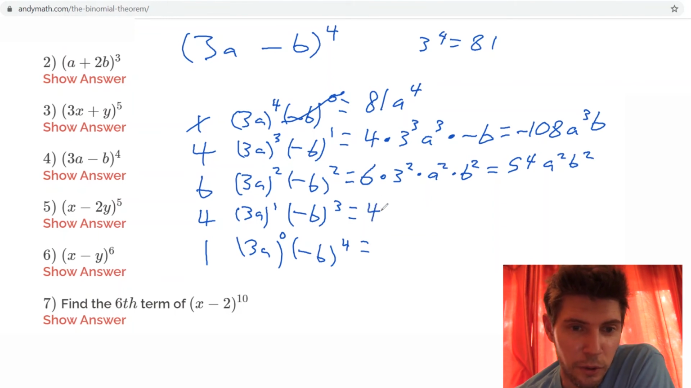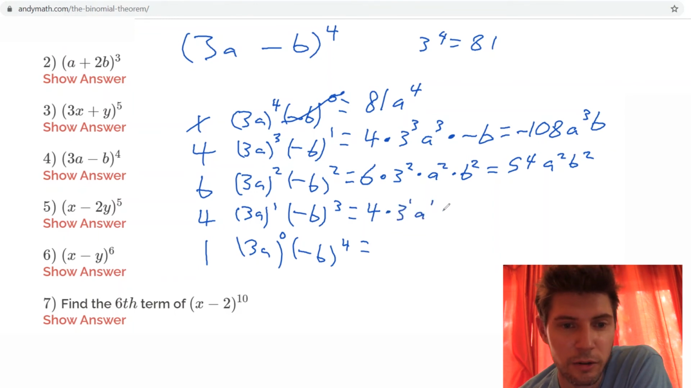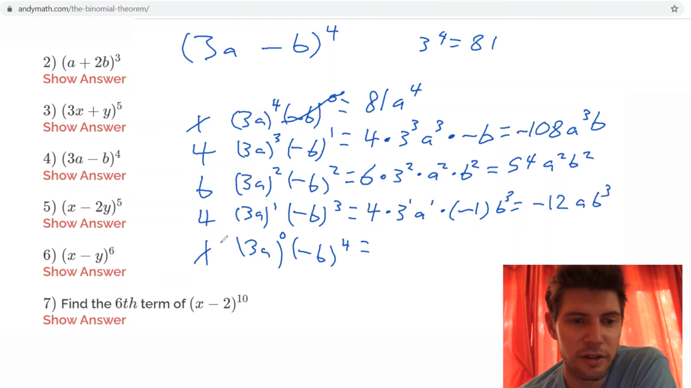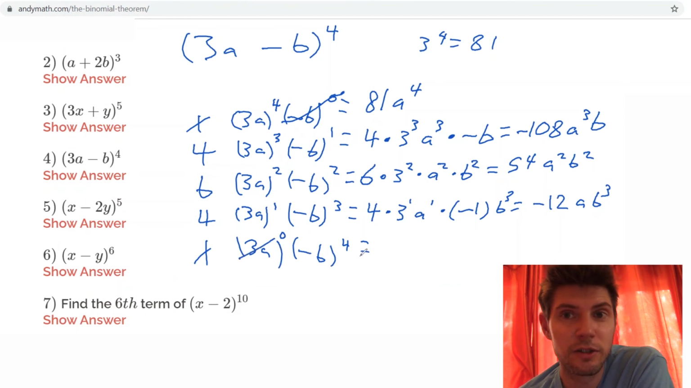For the fourth term, it's a 4 here from the Pascal's triangle. And then we have times 3 to the 1, a to the 1, times, and then a negative cubed goes negative, positive, negative, so it's negative again. I'll just call that a negative 1. And then we have b cubed. And we can simplify that. 4 times 3 is 12, times negative 1 is negative 12, a and b cubed. And now the last one, 1 is just 1, 3a to the 0 is just 1, negative to the 4th would become positive again, so the last term is just b to the 4th, positive b to the 4th.